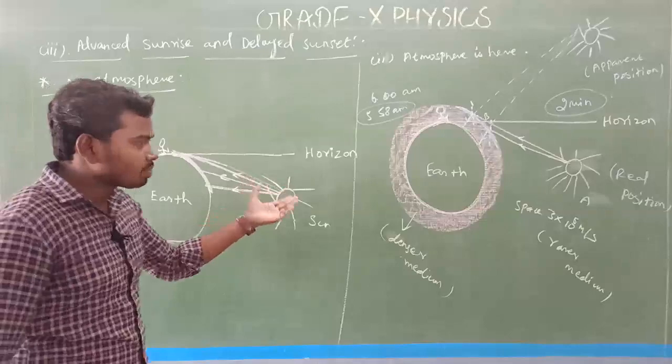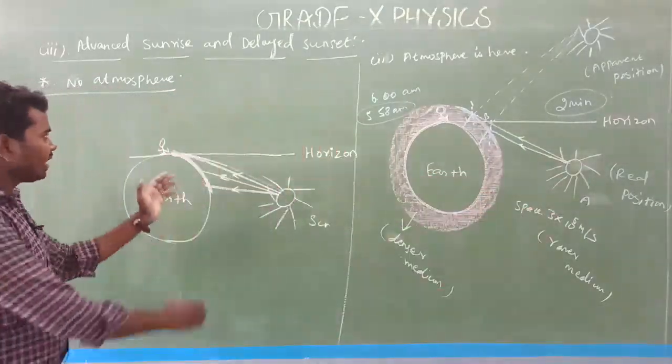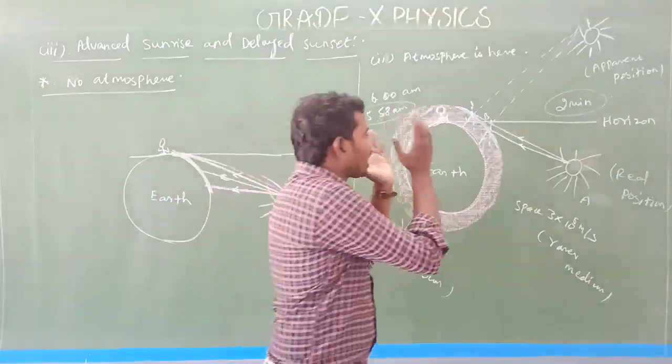In both cases, the sun is below the horizon. Here also the sun is below the horizon, and there also the sun is below the horizon. But here there is no atmosphere, but there is atmosphere.